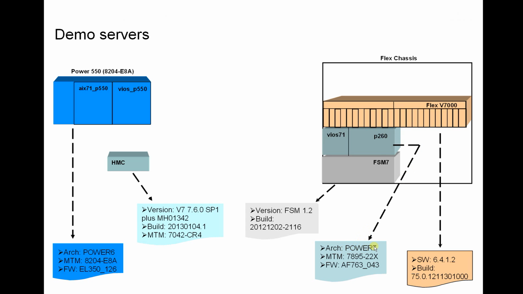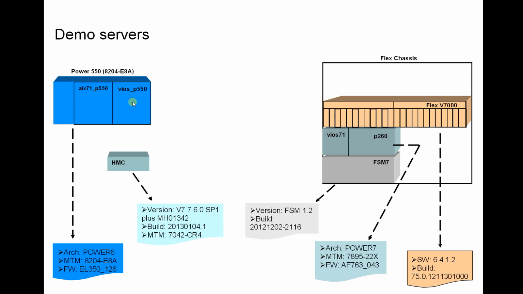The criticals on that, POWER7 architecture, so that's the 22X, and it is at 763.043, which again is very nearly absolute current or close to it. So you'll see that I was trying to be safe here in doing this and not taking chances on, say, running into problems with older mismatched versions.